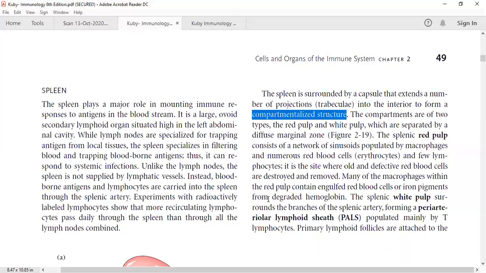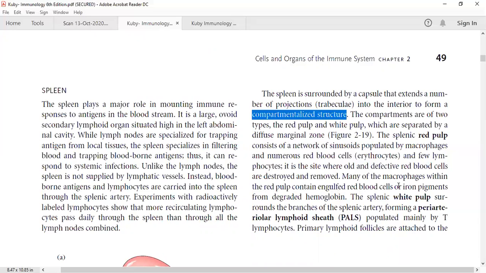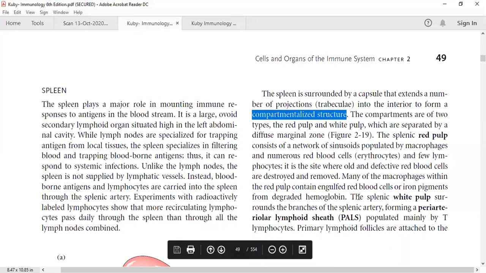Many of the macrophages within the red pulp contain engulfed red blood cells or iron pigments from degraded hemoglobin. Because they destroy the red blood cells, iron pigments or degraded hemoglobin are present in these macrophages, the phagocytic cells.